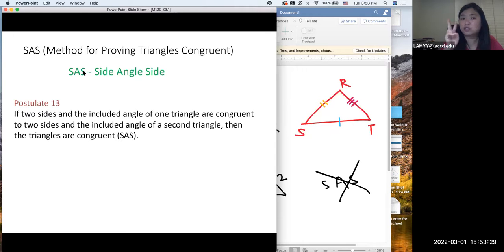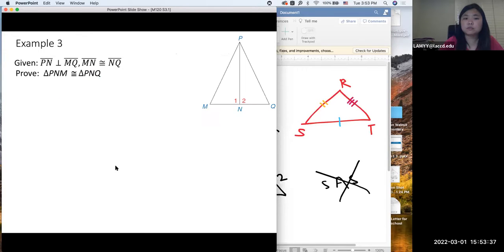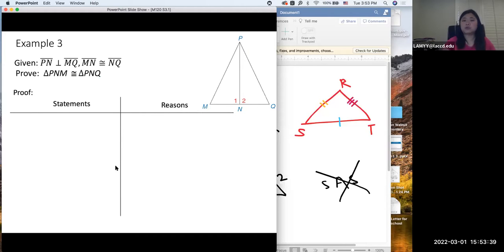We're going to learn the second method. The first one is side, side, side. The second one, side, angle, side. I want you guys to try to do it by yourself. This one, try to use either side, side, side or side, angle, side.